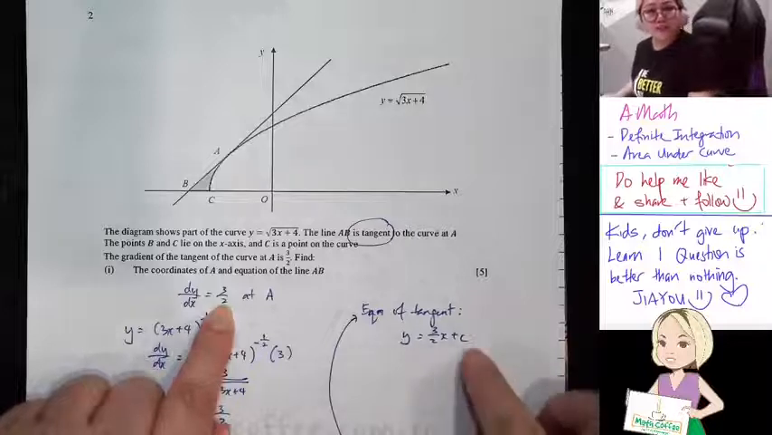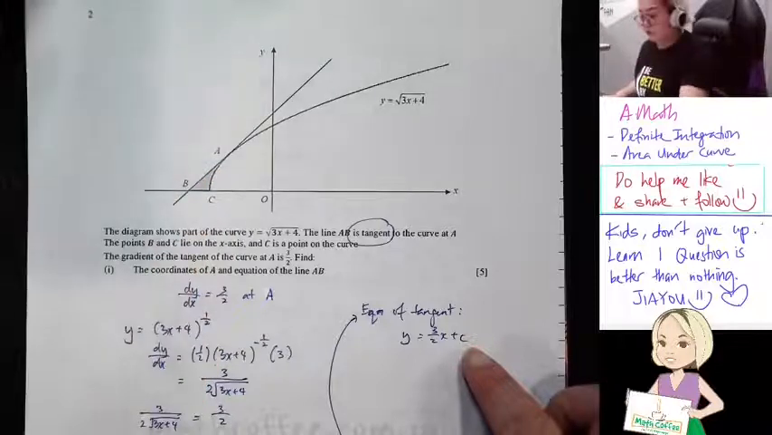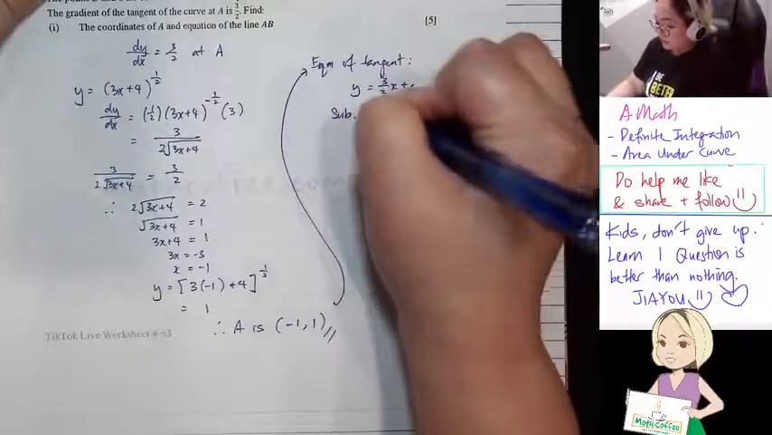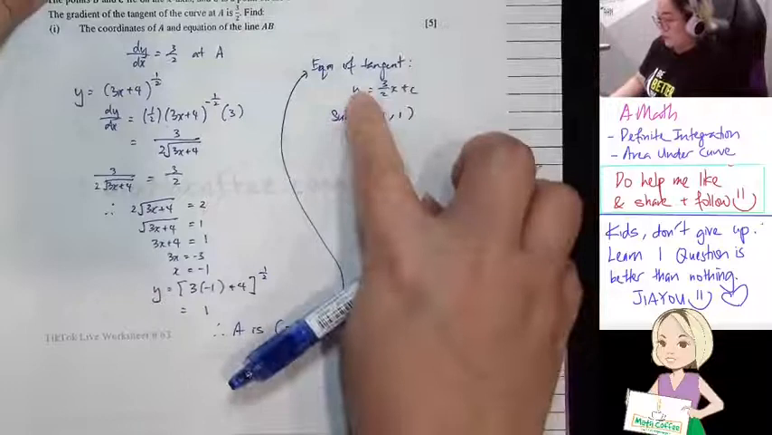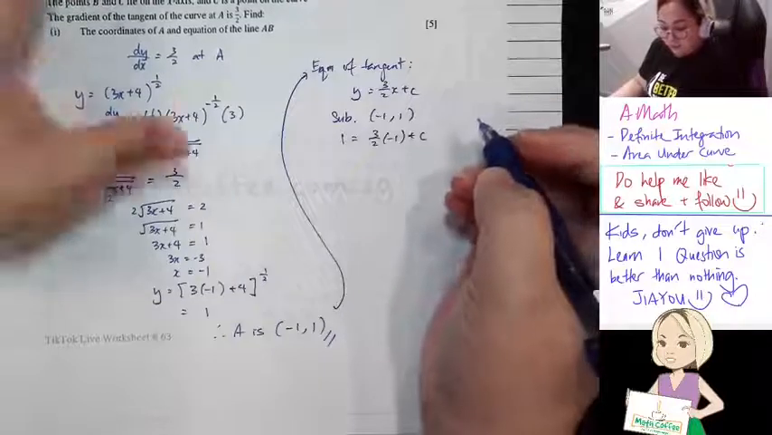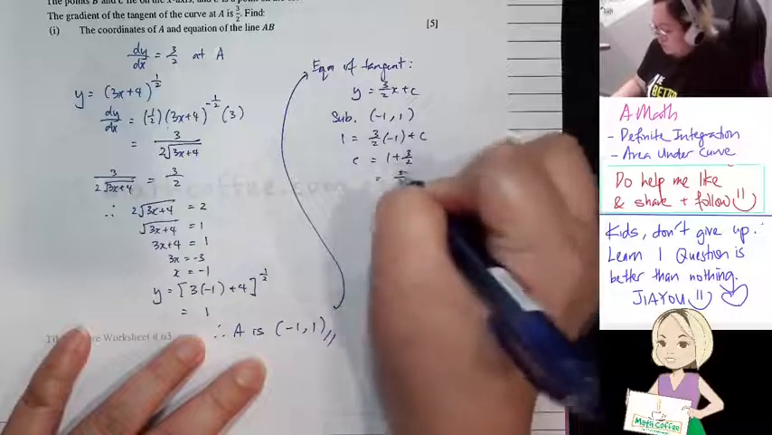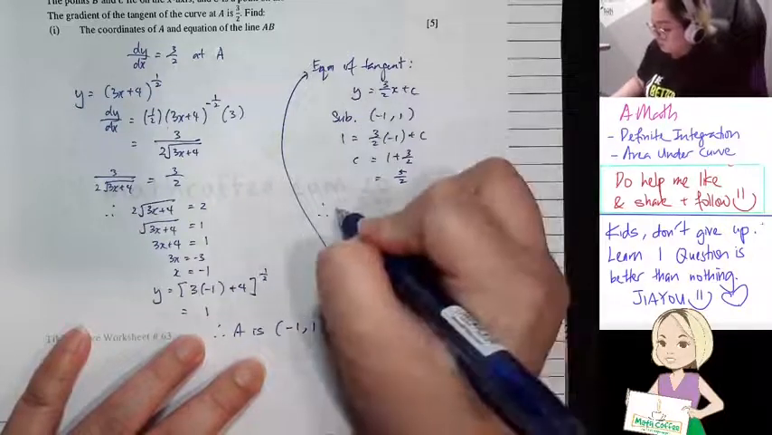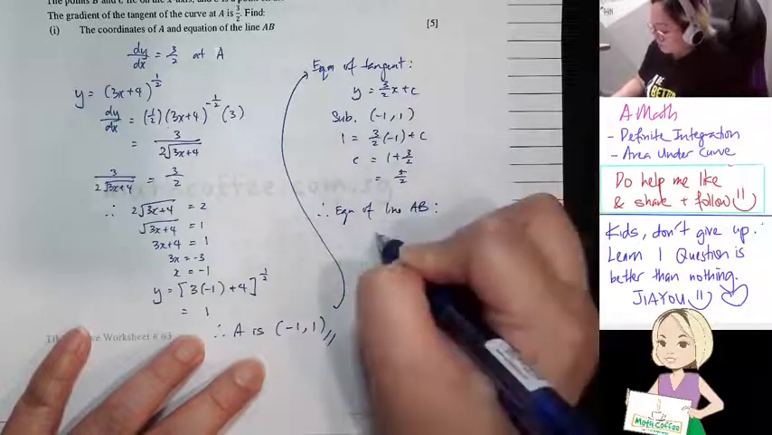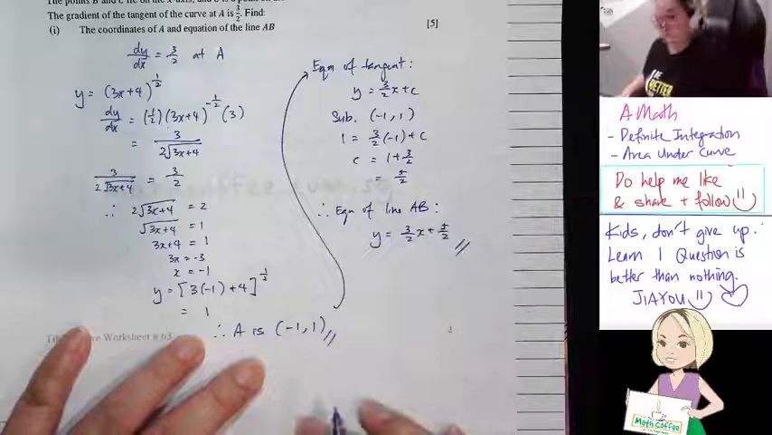Now to find c, I need to sub a point which is on the line, and the only point I have is A, which I already found just now, which is negative 1, 1. So y is 1, x is minus 1: 1 equals 3 over 2 times minus 1 plus c. So c equals 1 plus 3 over 2, which is 5 over 2. Therefore, the equation of the line AB is y equals 3 over 2 x plus 5 over 2. Done.